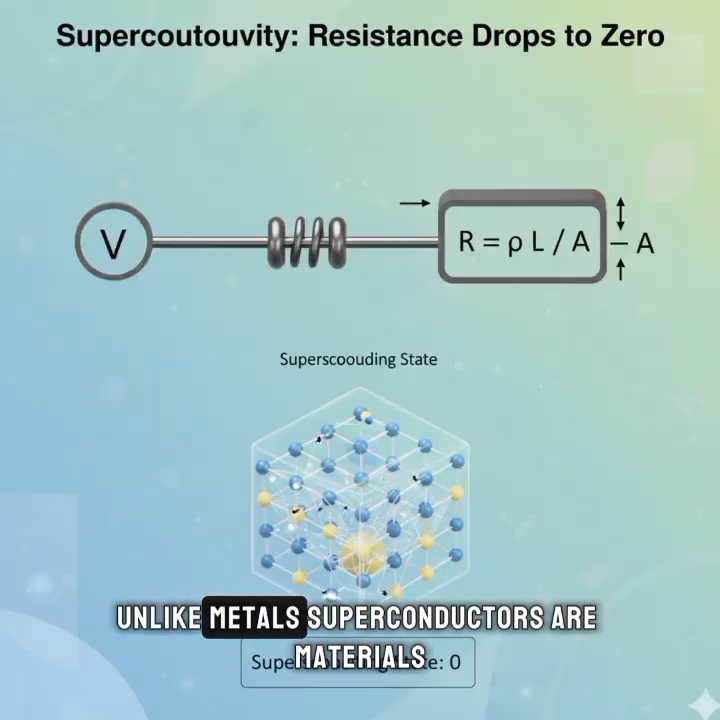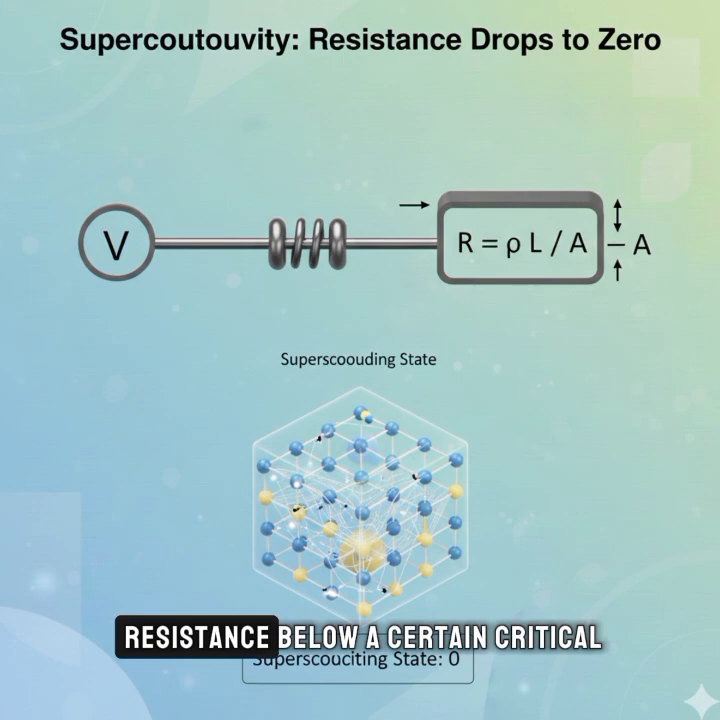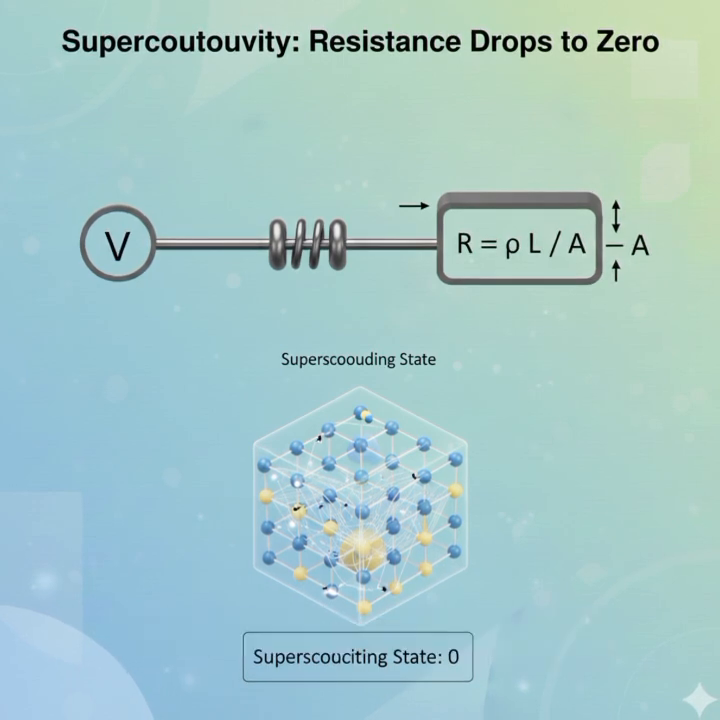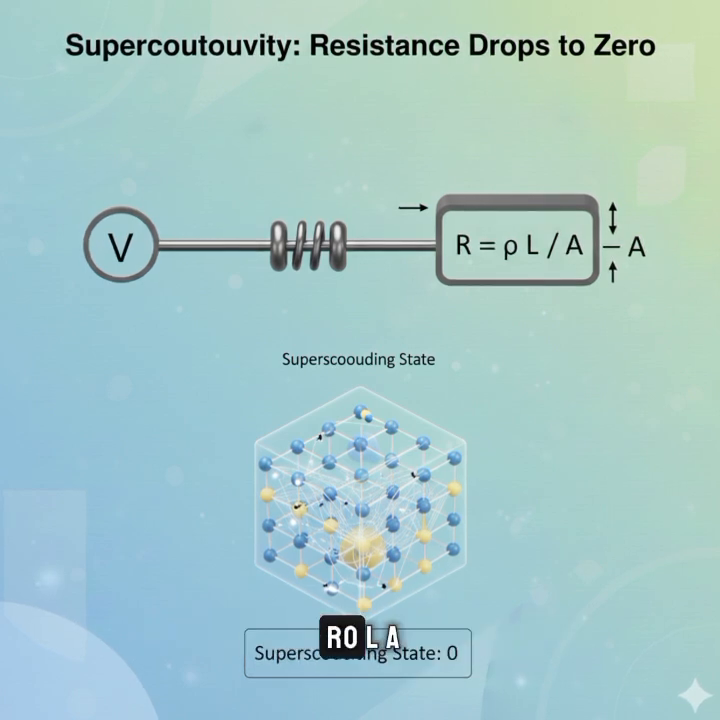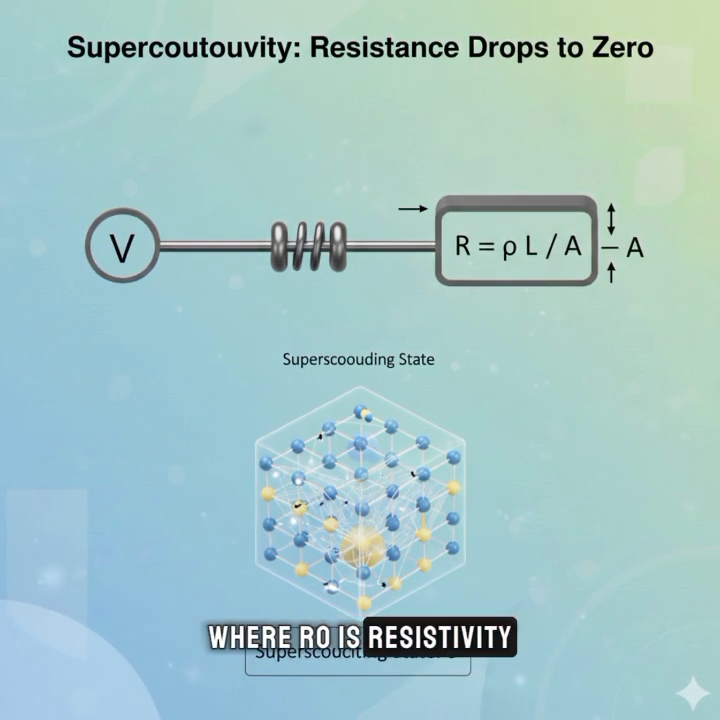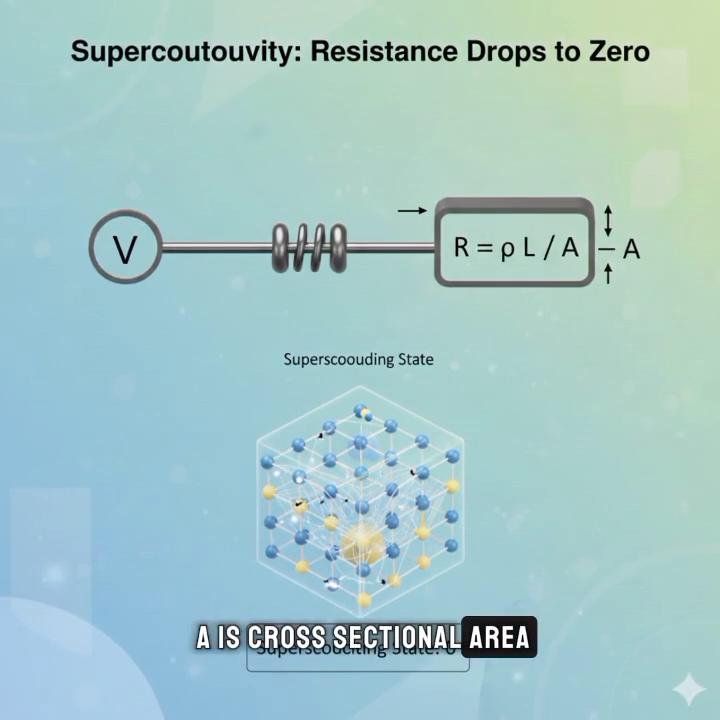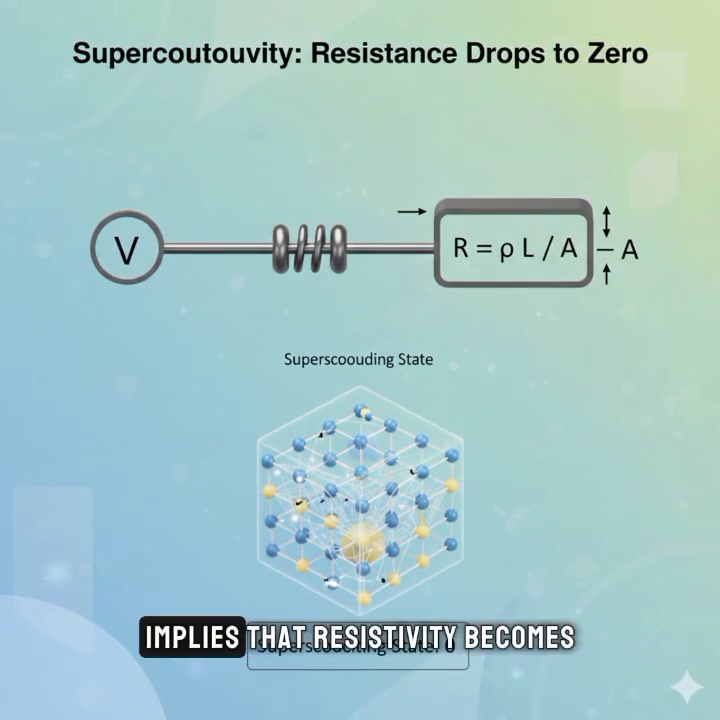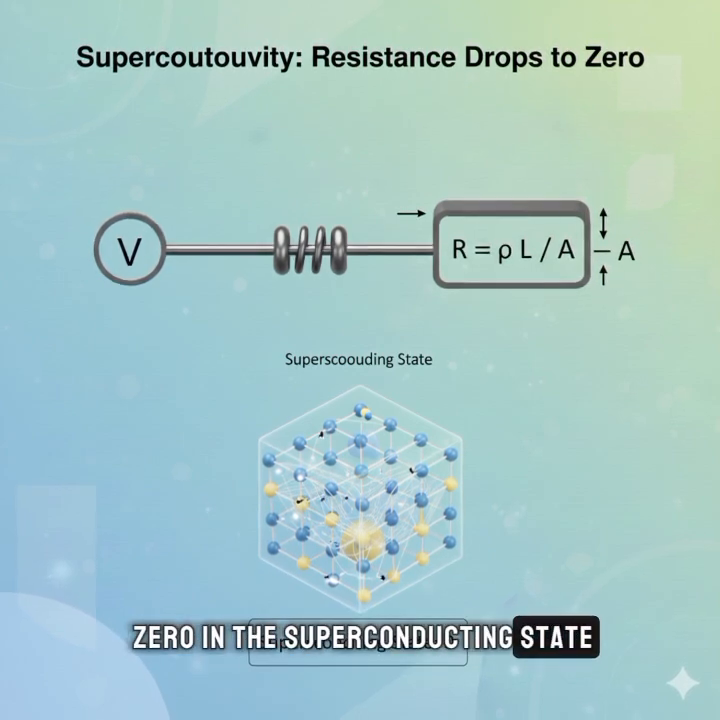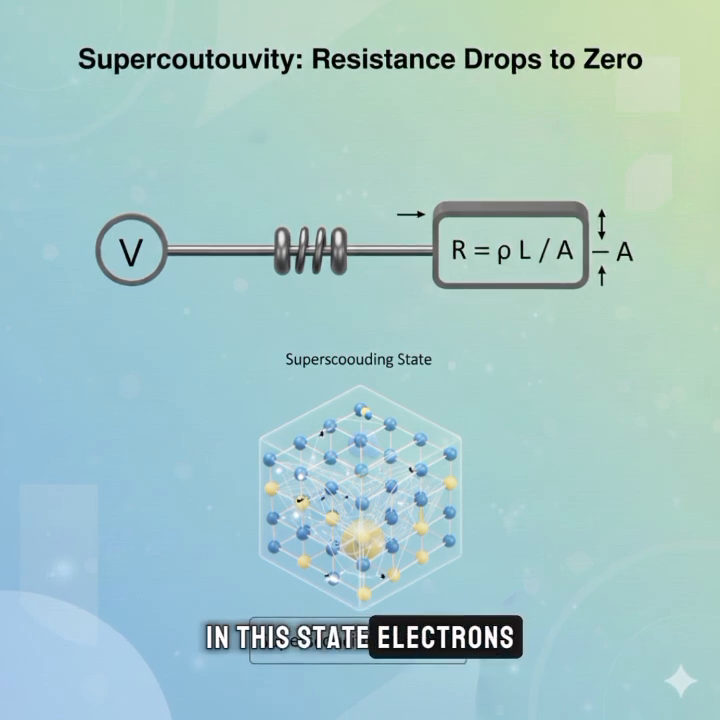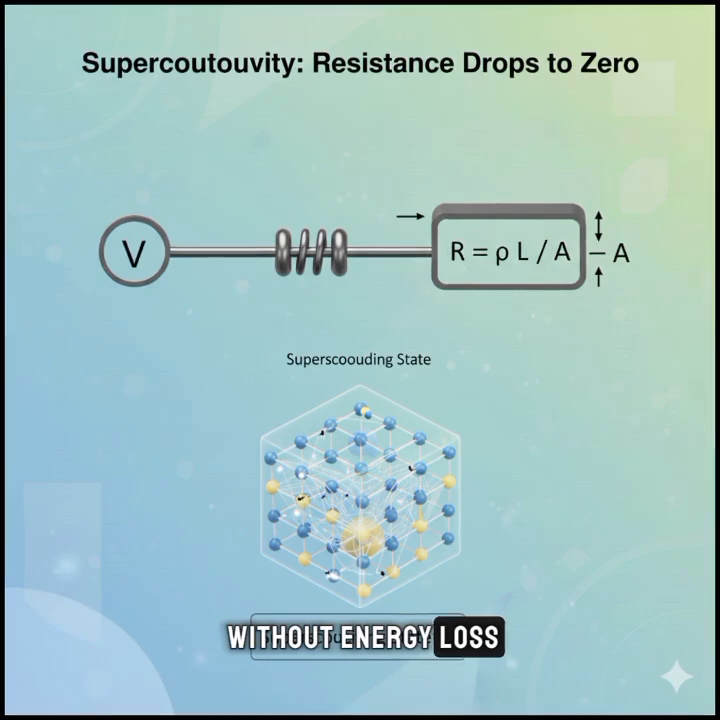Unlike metals, superconductors are materials that show zero electrical resistance below a certain critical temperature. Since resistance is given by R = ρL/A, where ρ is resistivity, L is length, and A is cross-sectional area, zero resistance implies that resistivity becomes zero in the superconducting state. In this state, electrons form bound pairs and move through the lattice without energy loss.